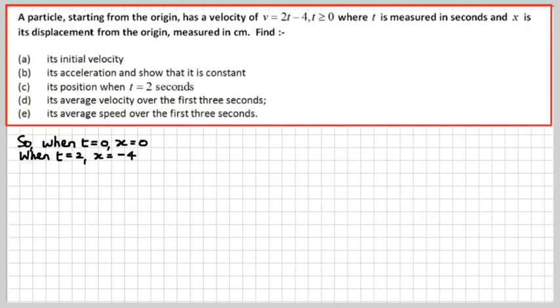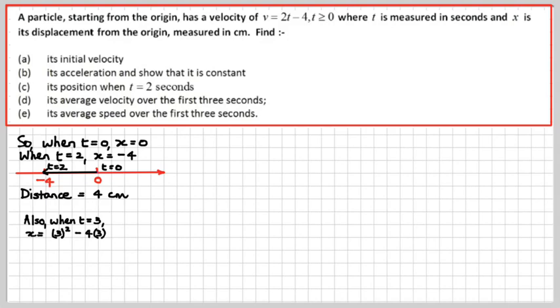When t is 0, x is 0. When t is 2, x was minus 4. Now, here we go, I've tried to show you on a number line. The first bit of the journey, the distance from t is 0 to t is 2, is minus 4 units. Now, that's the displacement, but the distance is just 4, because the distance doesn't have any plus or minus, it's just a length.